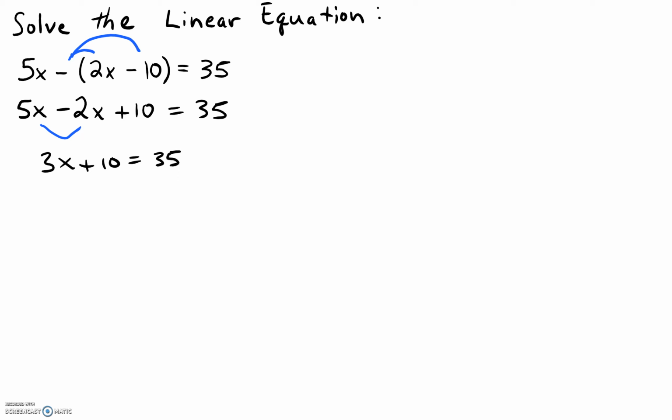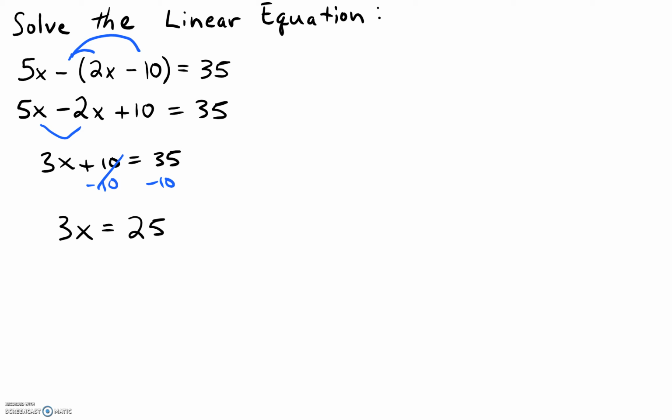And so now again, let's go back to our strategy. We want to isolate the variable. So we want to get the x completely by itself. Right now it's being multiplied by 3 and we're adding 10. So let's subtract 10 to get rid of that. Remember, you want to do the opposite so that it cancels out. Positive 10 minus 10 is going to leave you with 0. So on the left-hand side we're just left with 3x. And on the right-hand side we have 35 minus 10, which is going to give us 25.